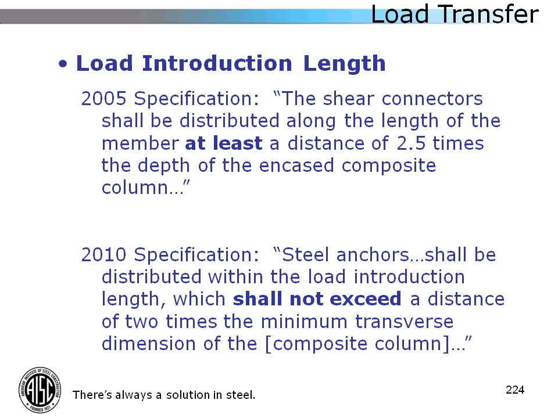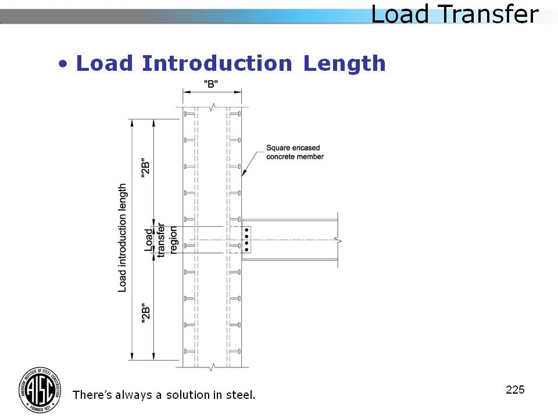2005, not so good. 2010 is really what the intent was. The intent is to try to get the section into equilibrium as quickly as possible. We really want to get that column to be acting composite very fast. So what we're talking about here is if your load transfer region is the depth of the connection coming in, then your load introduction length is twice the width of the column above, all the way down to twice the width of the column below the load transfer region. So all the shear studs that need to be placed within this zone.